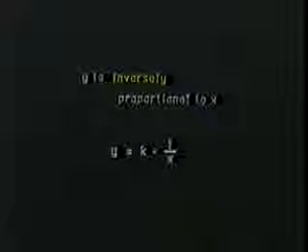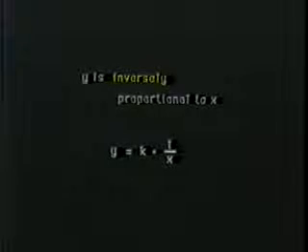Well, sometimes you see the word inversely in a proportion. That means that as x gets bigger, y gets smaller. How do we show that in the equation? Exactly the way you see it here, by using a fraction with a numerator of 1. Check it out, it works fine.